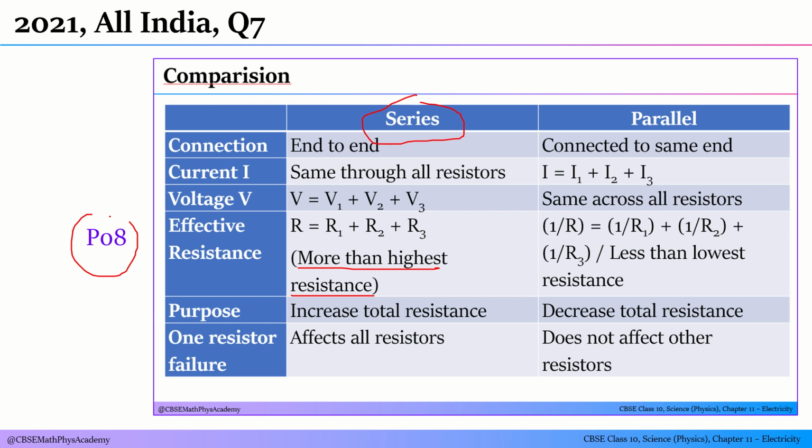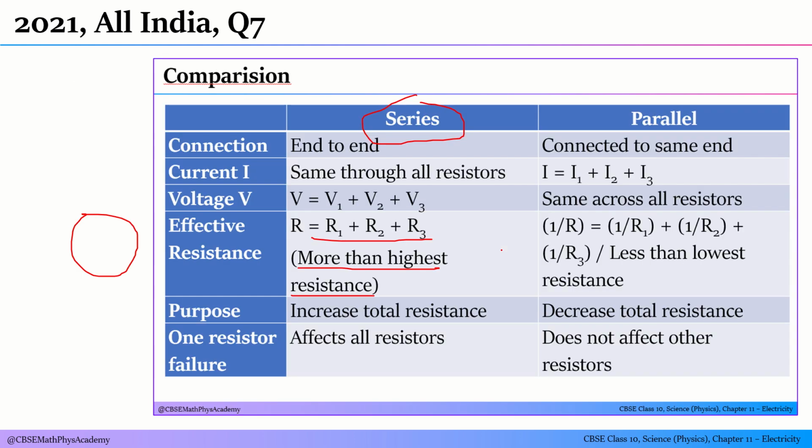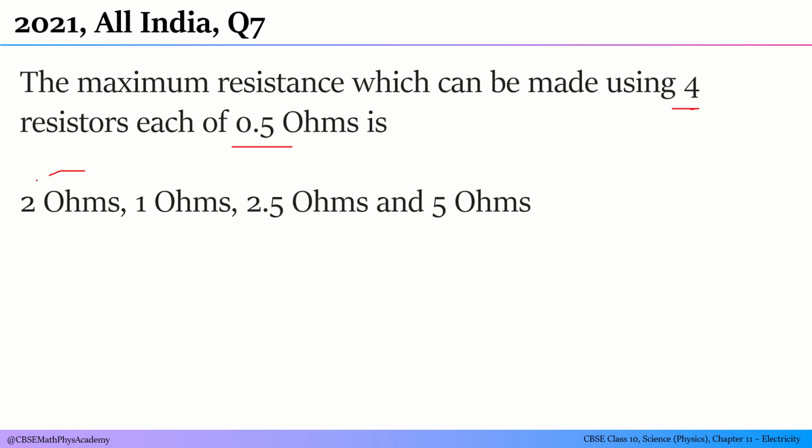So what you need to do is add all the resistances in series. To get the maximum resistance, all the resistors are connected in series. That is 4 into 0.5 ohms. You write 0.5 plus 0.5 plus 0.5 plus 0.5, which is 4 times, equal to 2 ohms. So one of the options is 2 ohms. The first option is the right answer.